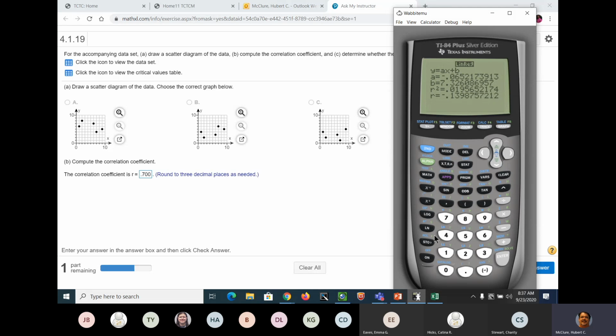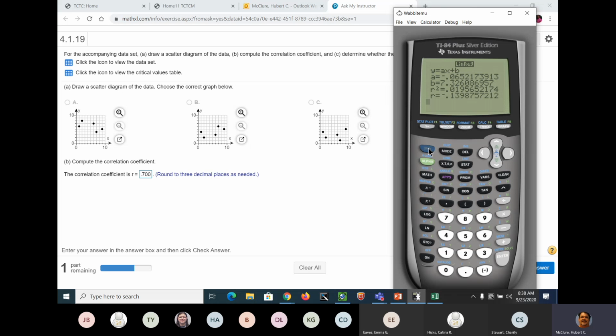And R is equal to negative 0.1398757212. Well, R is going to be way less than the critical value. So I would say this is going to be a negative correlation. So which one does it look like? Let's go ahead and plot our points.